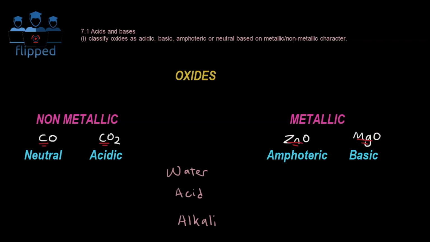So first of all, I'm just going to say that neutral oxides are the simplest because they don't do anything. Neutral oxides do not react with water, do not react with acid, do not react with alkali. Makes sense, right? Whereas acidic oxides react with water and alkali. Makes sense, right? Because of neutralization. So acidic can react with alkaline solution.